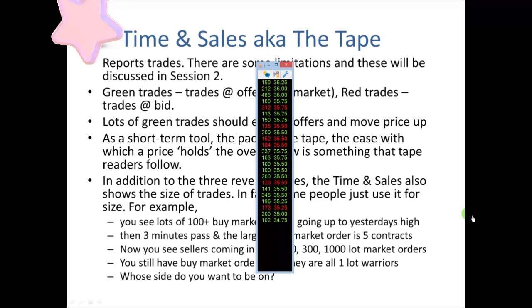Okay, absorption on the tape. You see a rapid stream of prints, predominantly on one side, like lots of green prints indicating buy market orders occurring at the same price level without the price ticking up. Prints keep coming. Price stuck. Exactly. This shows aggressive buying hitting supply that's not yielding. You'll still see some prints of the other color, but the dominance of one color at a stable price is the key signal.